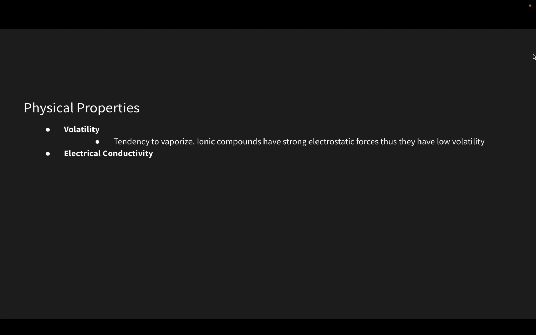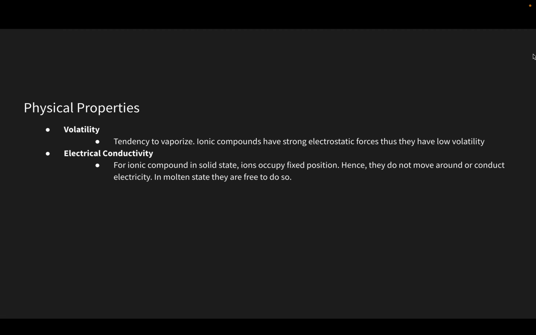Next are physical properties, and the first one is volatility, or the ability to vaporize. Here's the definition: tendency to vaporize. Ionic compounds have strong electrostatic forces, so they have low volatility. Second one, electrical conductivity. For an ionic compound in solid state, ions occupy a fixed position. Hence, they do not move around or conduct electricity. In molten state, they are free to do so.